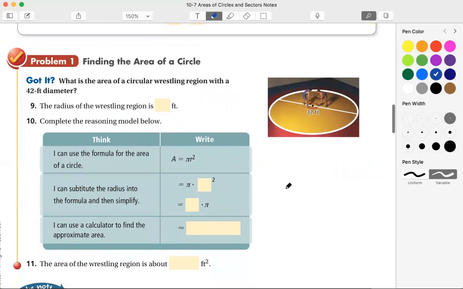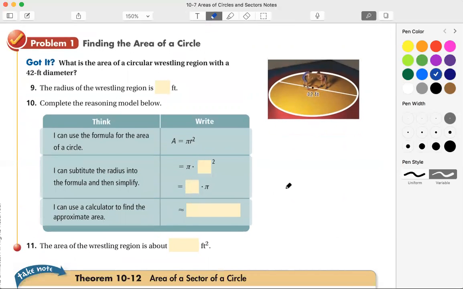All right, so what is the area of a circle wrestling region with a 42-foot diameter? So first thing we do is find the radius. Divide that by half, which is 21. So area equals pi r squared. So area equals pi times 21 squared. 21 squared is 441. Using the calculator, you get 1385.44236, which is approximately 1385 feet squared.